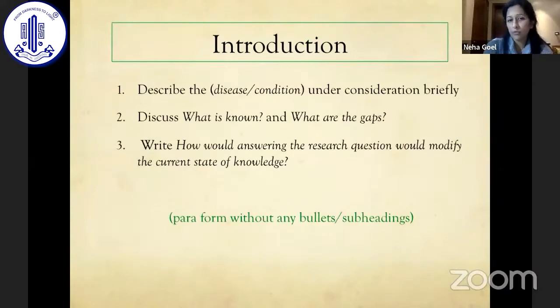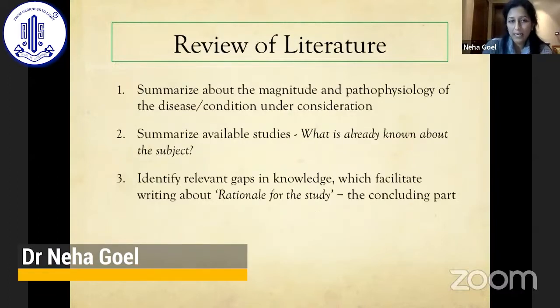Now, you start with the introduction, where you describe the condition you're talking about briefly, what is known, what are the gaps, and how your research question would add to the body of knowledge. Now, remember, even in your protocol, you should write in paragraph form, and there should be no bullets or no subheadings. Next, you come to the review of literature.